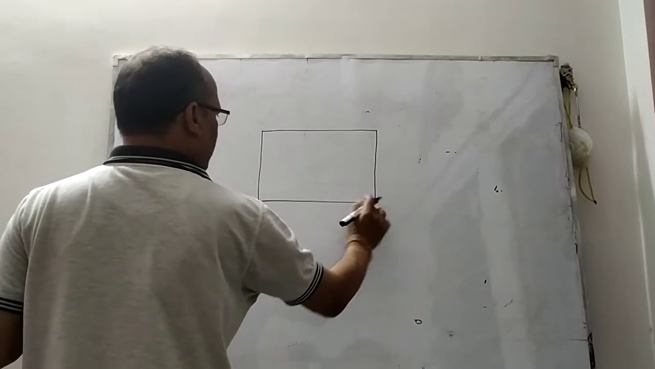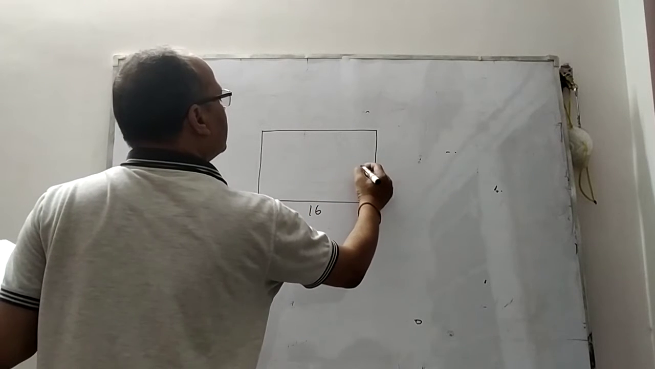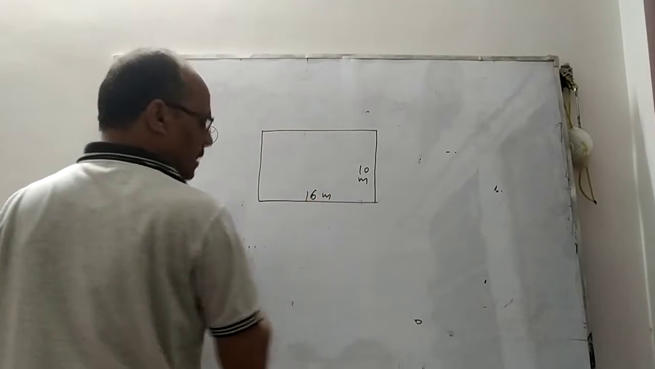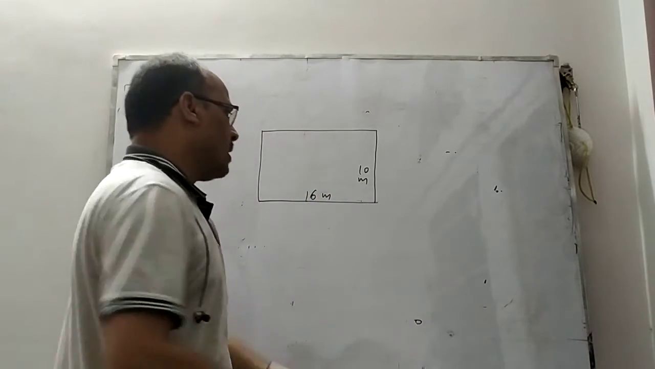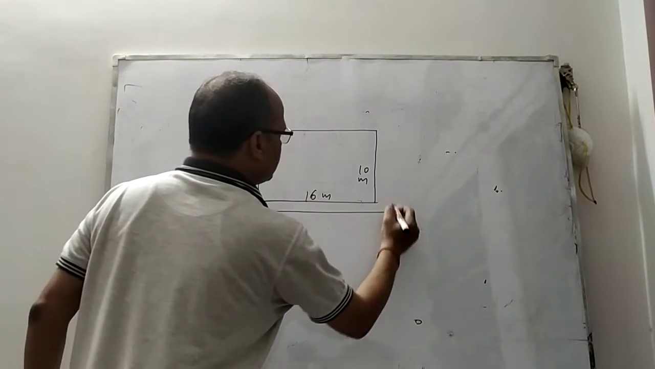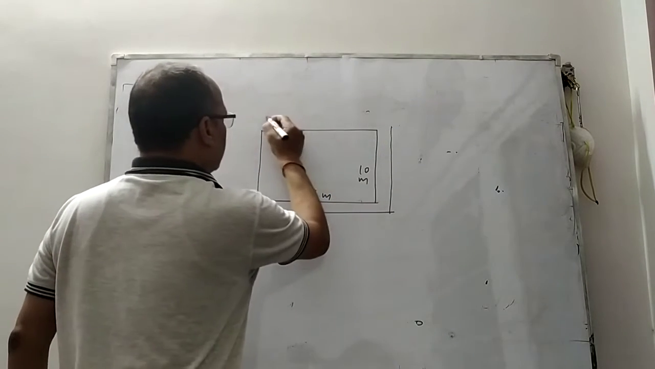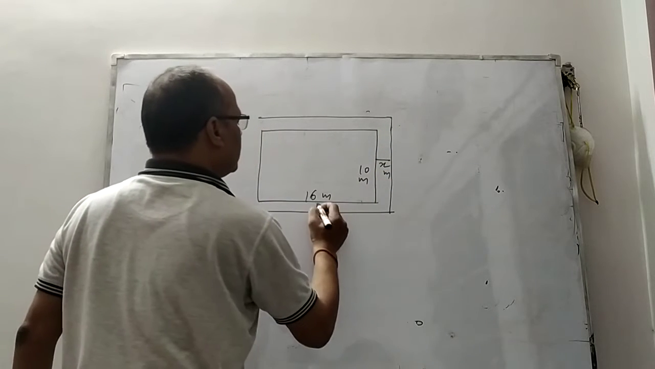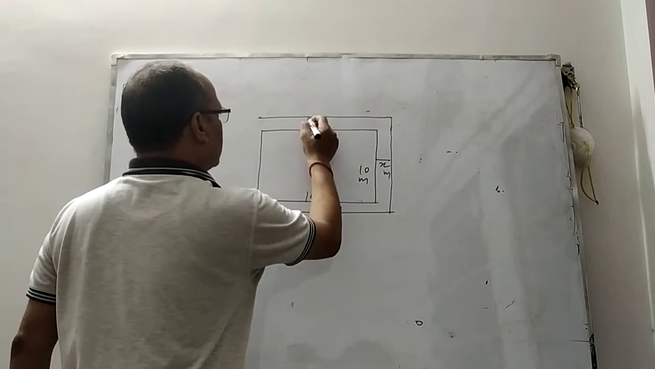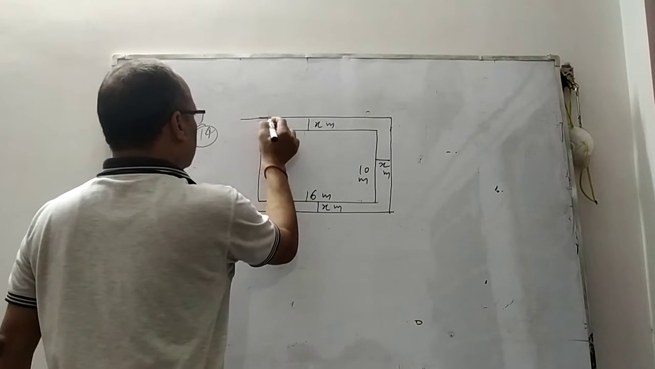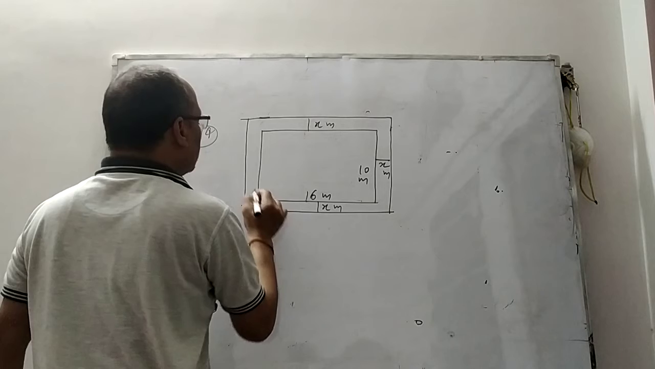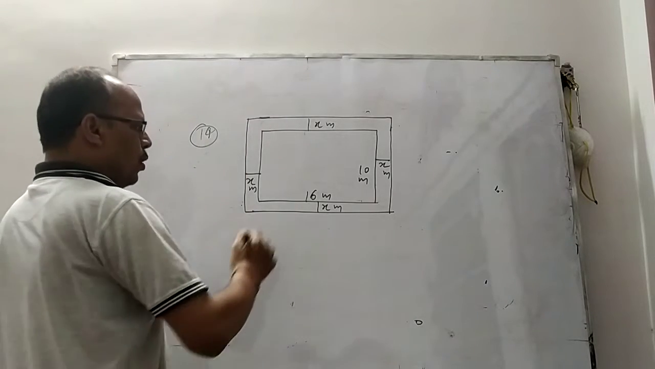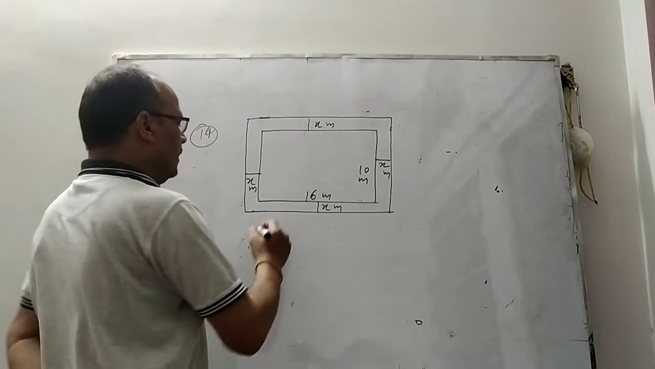This is the rectangular field. This length is 10 meter, this length is 16 meter, correct? A uniform walk is given around this field. This width is x meter, correct? The area of the walk is given as 120.